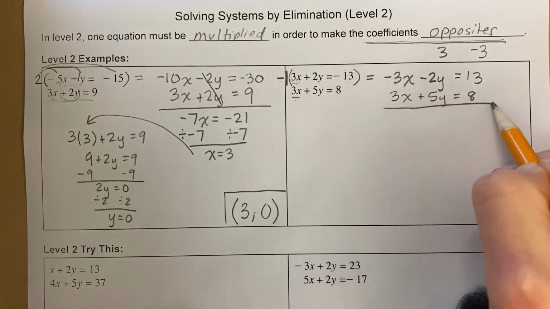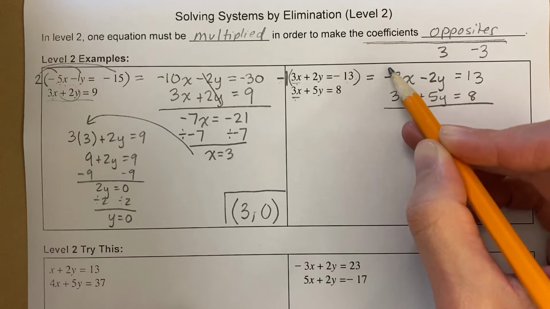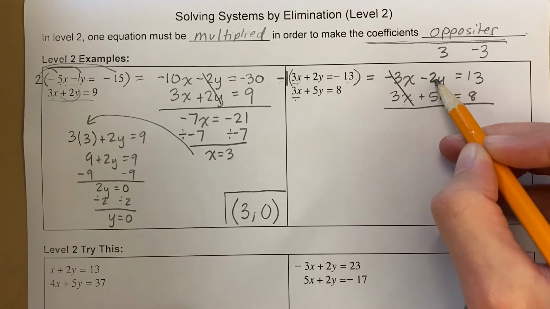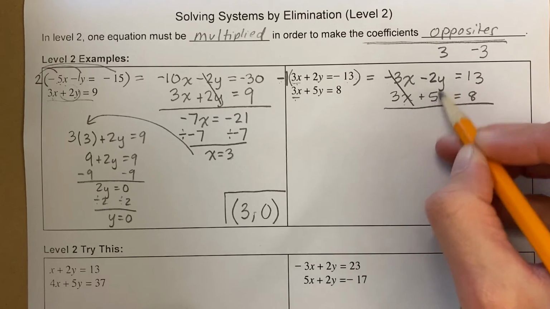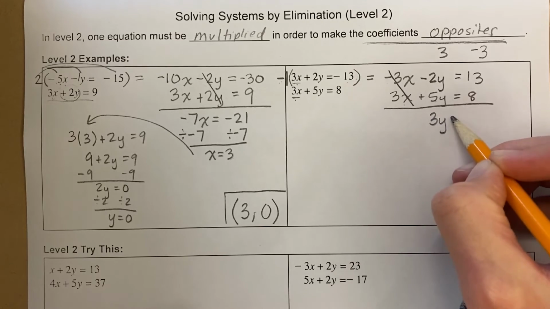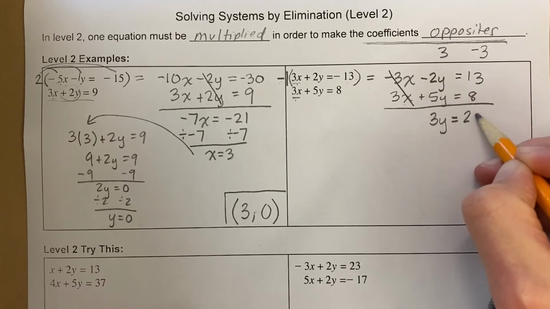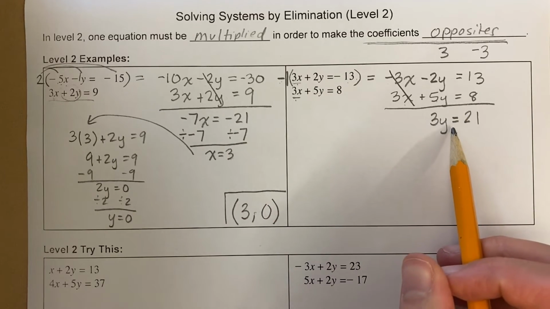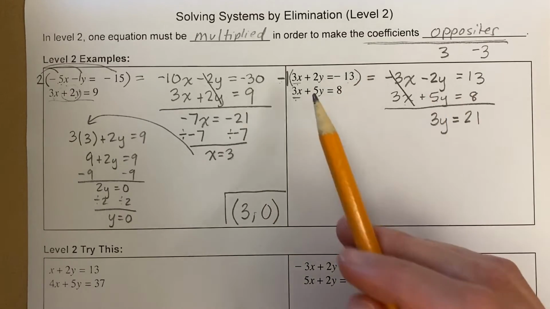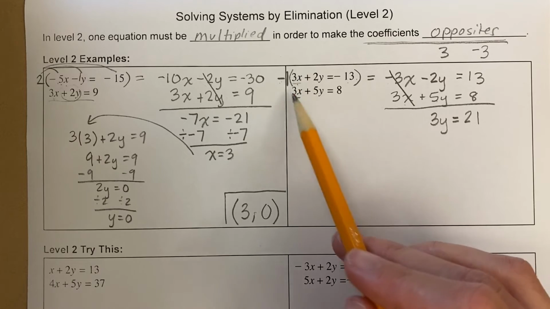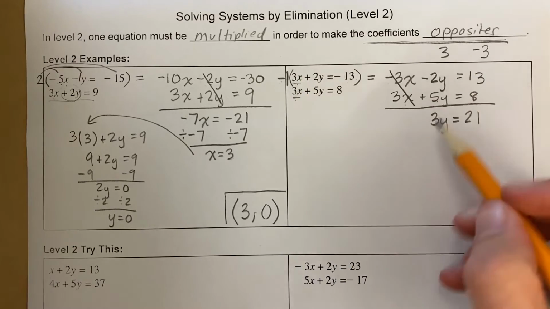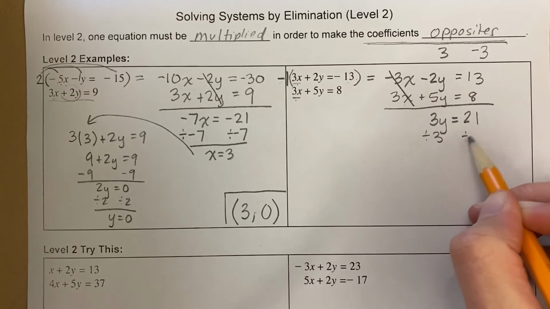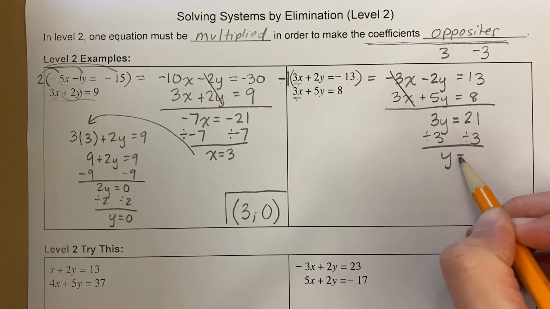So here, when I add negative 3 plus 3, it cancels. This is negative 2 plus 5. That's the same as 5 minus 2. That's 3y. Add these up, I get 21. Okay, notice this time I'm solving for y first. That's okay, I can solve in any order. It's just a matter of, in this case, it happened to be easier to get the x to eliminate and leave me with the y. And I get y equals 7.